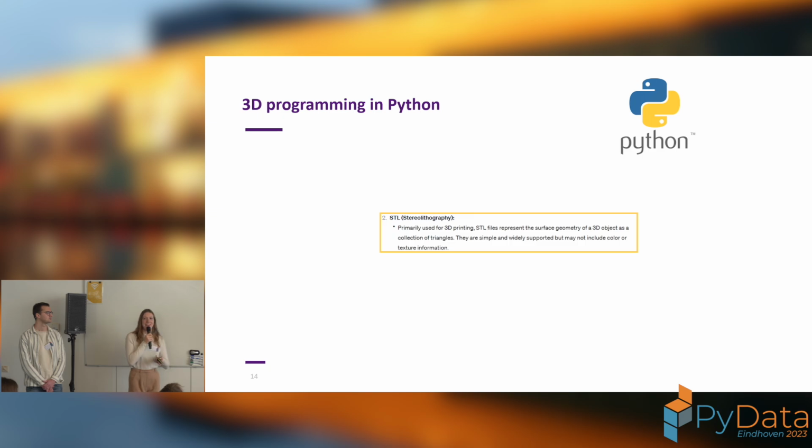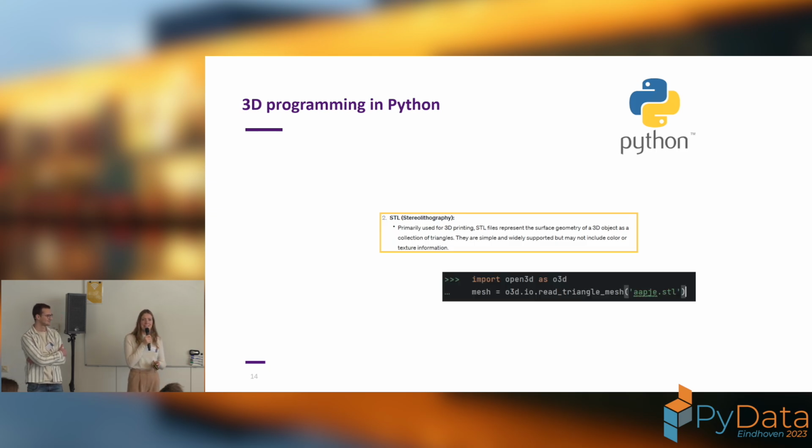Well, it's PyData. I want to show some code. So I'm going to show you how you load your 3D object, your STL file, into Python. It's really impressive. You import your library, and then you do read triangle mesh and your file name, and you get a mesh object. And a mesh object is something I didn't mention yet, so that's what we're going to do now. So this is how you read it.